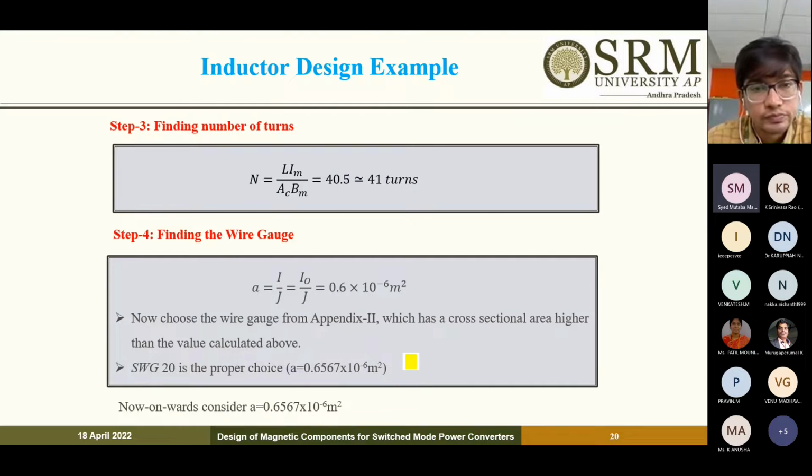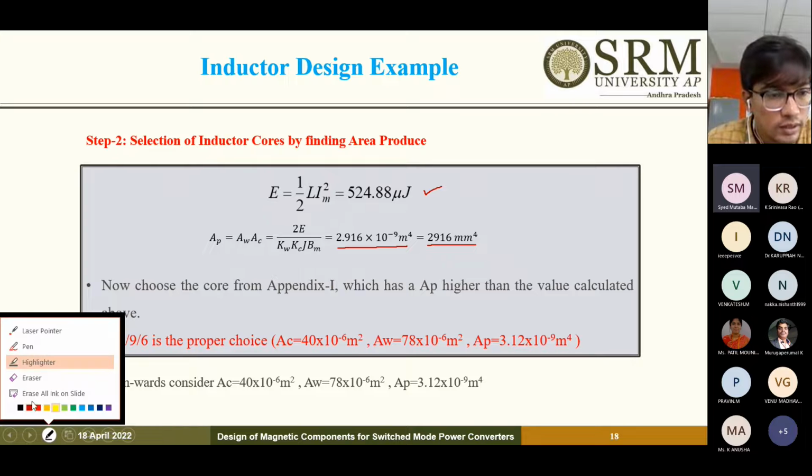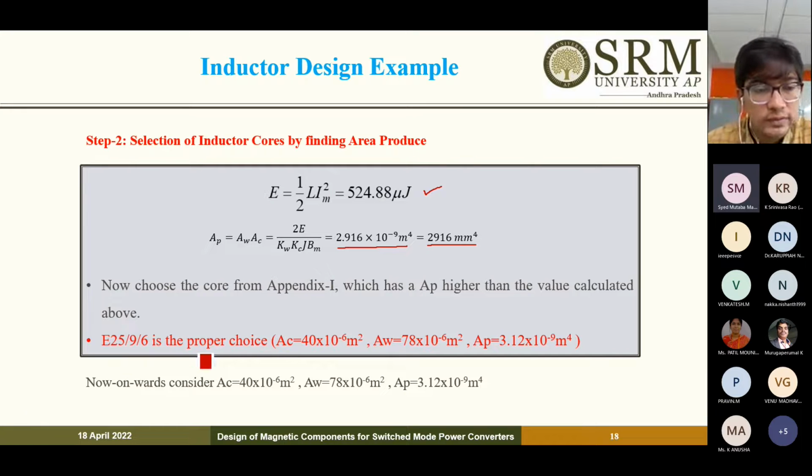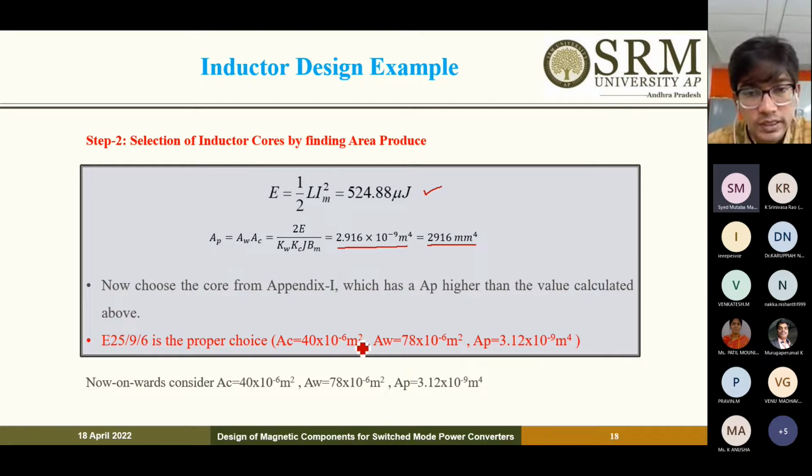So here you can see, the core area will be 40 into 10 power minus 6 m square. If it is converted into mm square, your core area will be 40 mm square. We are always using mm square, that is 40 mm square. Similarly, your window area will be 78 mm square. From now onwards, we need to use this data.